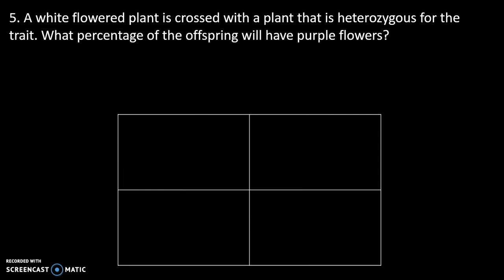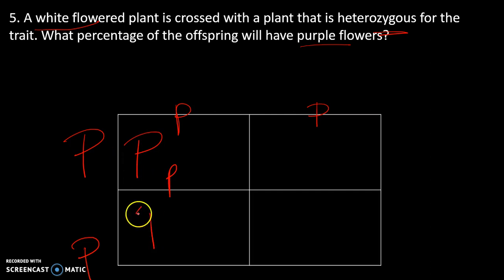A white flower plant is crossed with a plant that is heterozygous for the trait. What percent of the offspring will have purple flowers? Well, let's see. I've got a white flowered plant, so that's both lowercase, because white, remember, is recessive. And then it's crossed with a heterozygous purple plant, because if it's heterozygous, we know that it's going to be purple. So we get the parental genotypes, and we're going to end up with something that looks like this.